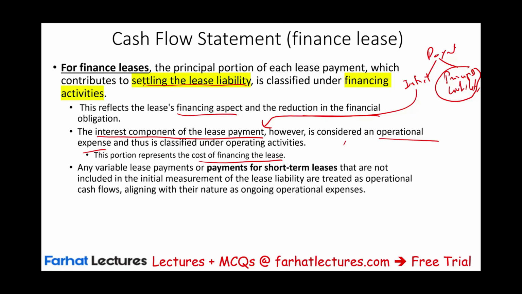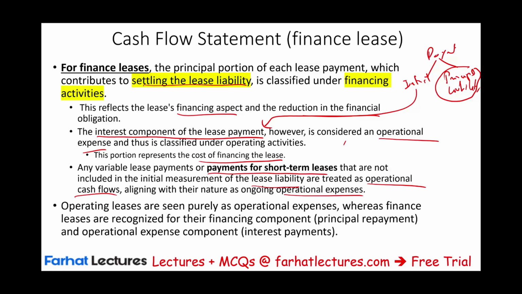Nevertheless, it's part of your operation. Any variable lease payment or payment for short-term leases that are not included in the initial measure of the lease liability are treated as operational cash flow. They are considered operational expenses. Operating leases are seen purely as operational expenses, whereas finance leases are recognized for their financing component and their operational expense. So if it's an operating lease, operating expense, it's what? It's part of your operation.